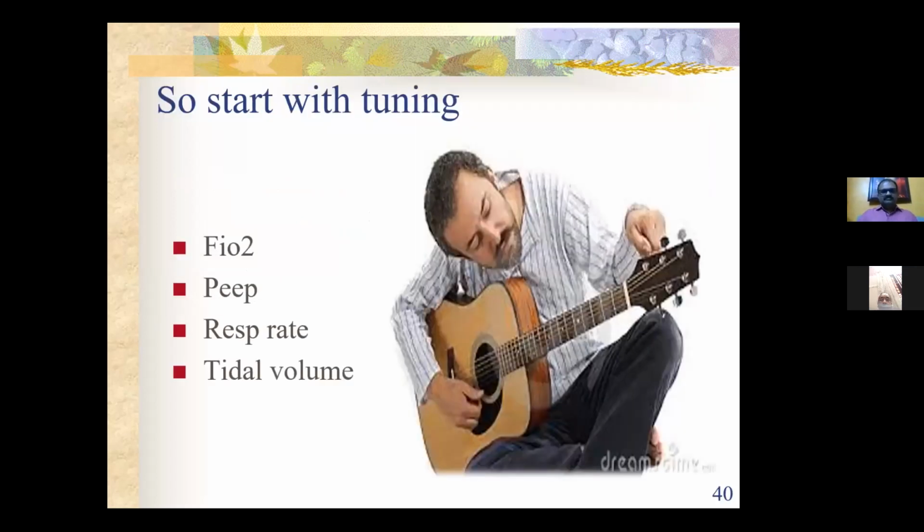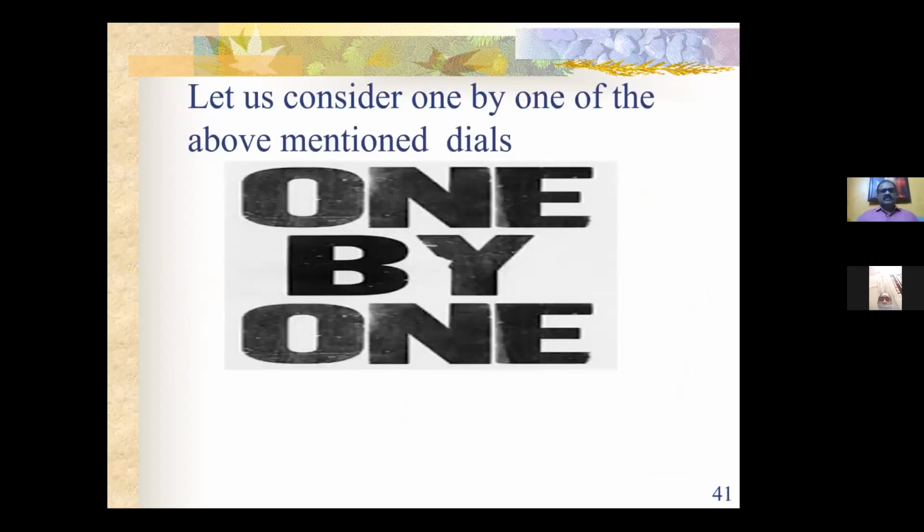So we'll start by tuning the FiO2, the PEEP, the respiratory rate, and the tidal volume. So these are the four parameters that we are going to first set on a ventilator. So how are we going to do this? We will consider them one by one. So we start with the tidal volume.